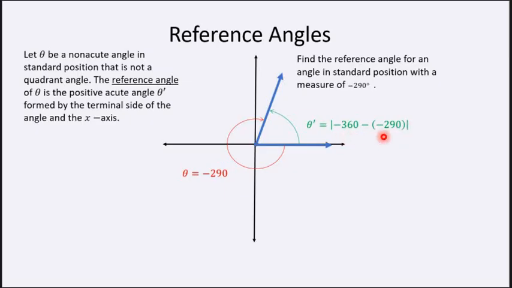But because that's going to give us a negative answer and the reference angle is always positive, we are going to have to take the absolute value. So in this case, theta prime is actually equal to 70 degrees. And that's how we find reference angles.